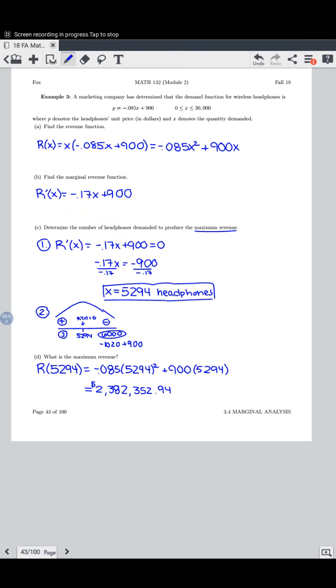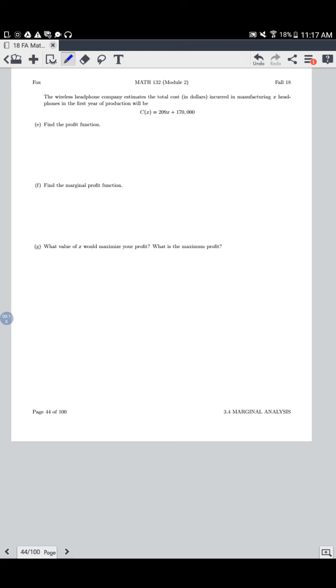So we're working with the same headphones company. We just found their revenue function, we took the derivative of it, and we used that derivative to maximize the revenue and figure out what the maximum revenue was. And now this same wireless headphone company is giving us a little more information.